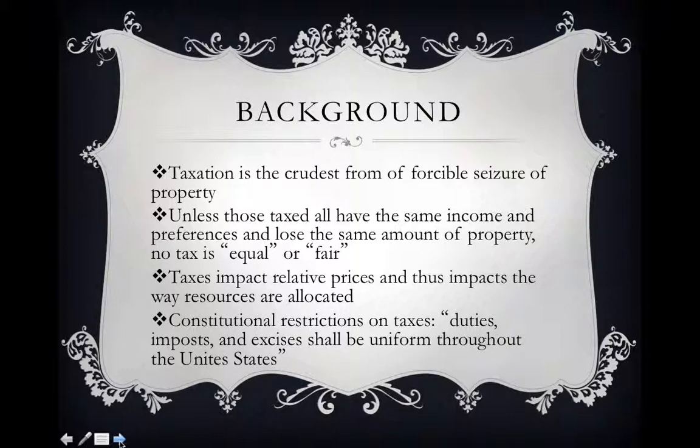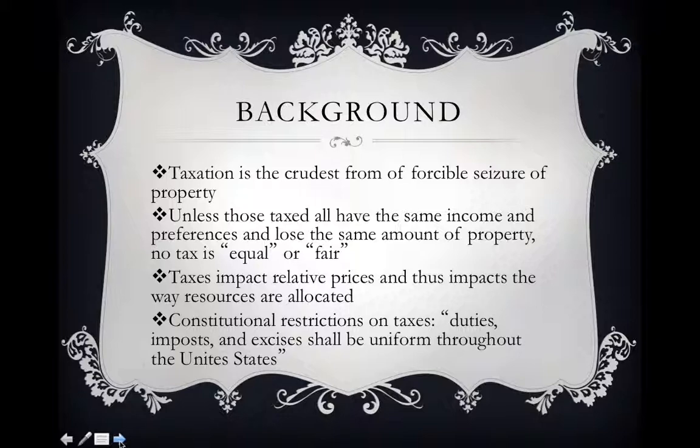Now, please note about taxes that by default, if you have an inequitable distribution of wealth, any type of tax system is inherently going to be unfair or unequal to certain people. The only way that you can have a tax system where it is fair or equal is if everybody starts off with the same level of income. Then if you tax everybody at 20%, the tax burden is the same for everybody.